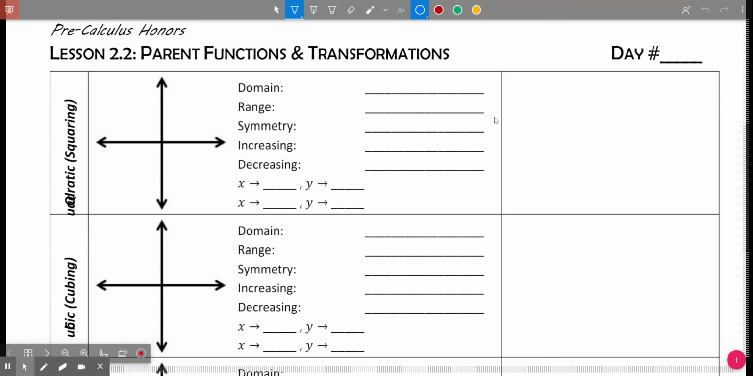When working with parent functions, it's important that you're able to identify some defining characteristics. We'll start with the parent function for quadratics. The parent function for a quadratic is f of x is equal to x squared.